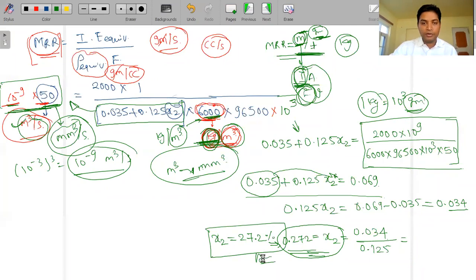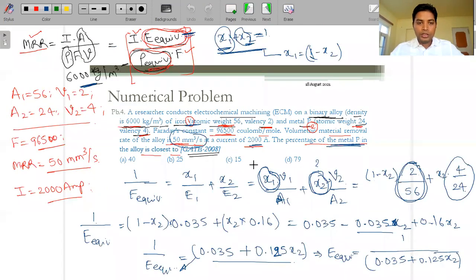Can we check the answer? We have to find the closest value. The percentage of the metal 2 in the alloy is closest to which option? Options are 40, 25, 15 and 79. So which will be the option? Because whatever value we are getting, 27, is not available. 25. Very good, 25. So the option will be B. Okay.